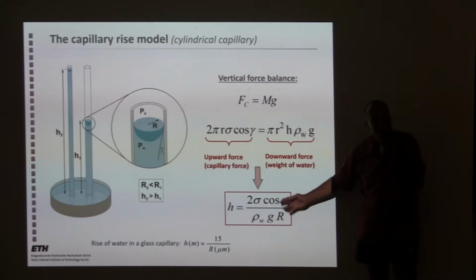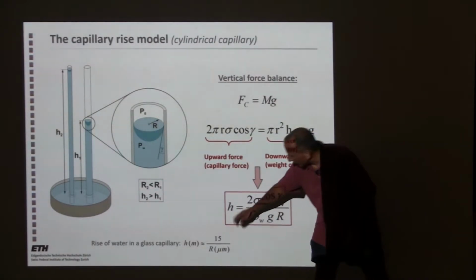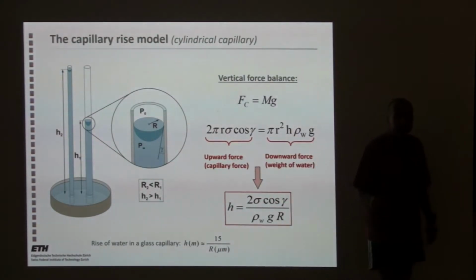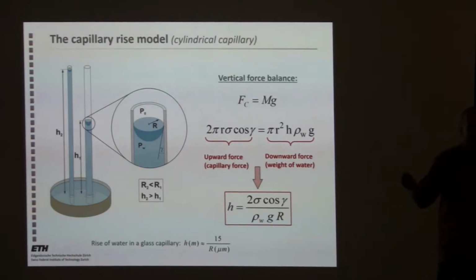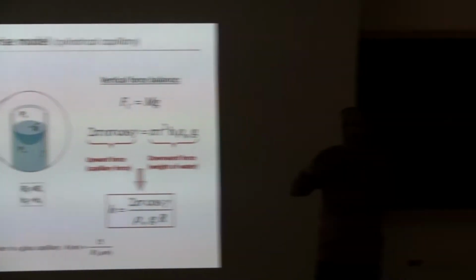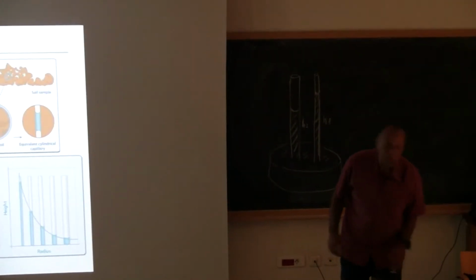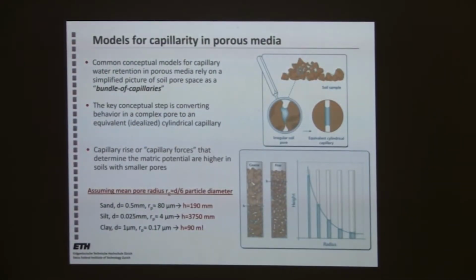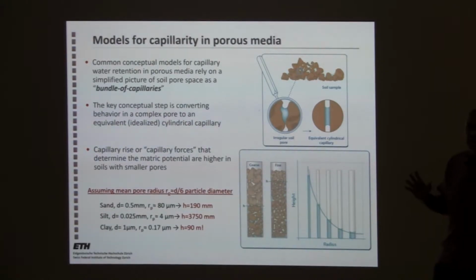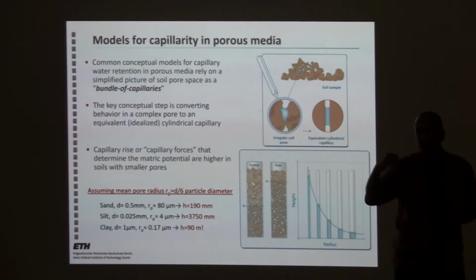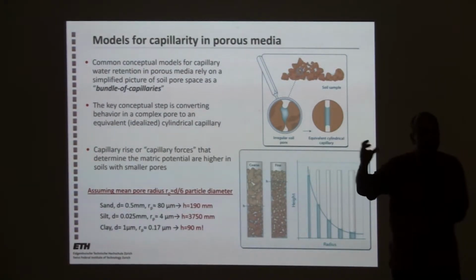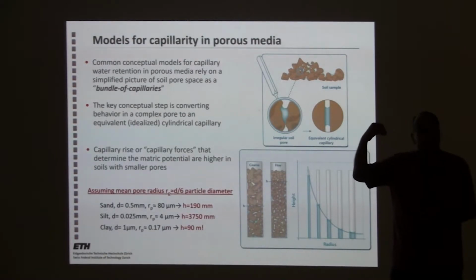If you put the constant for water, it ends up being that the capillary rise is about 15 over the radius of the capillary in microns. So 15 over the radius of the capillary in microns gives you the height in meters. So if you want to impress somebody in a bar, just do that. Okay. Questions? All right.